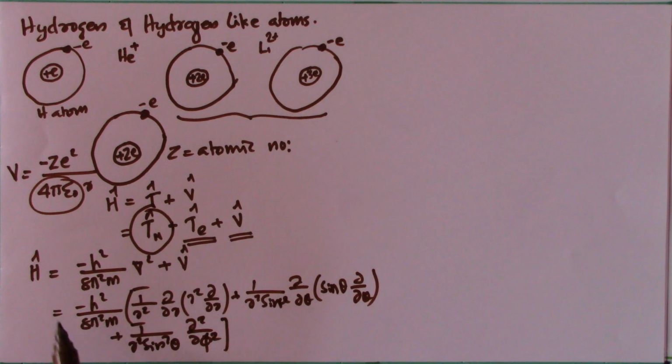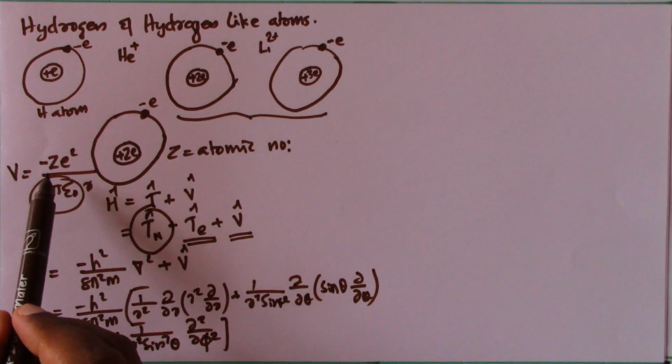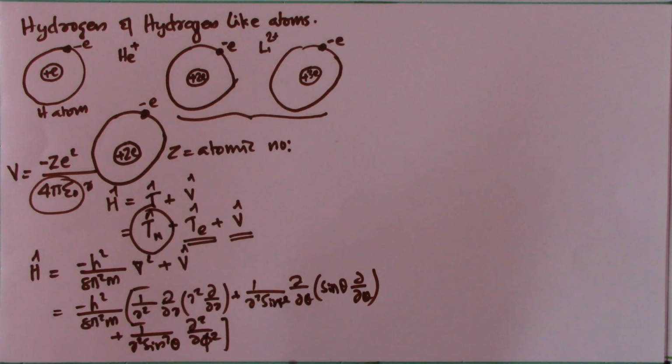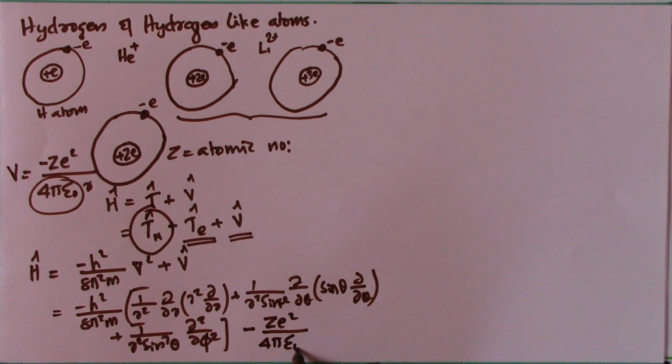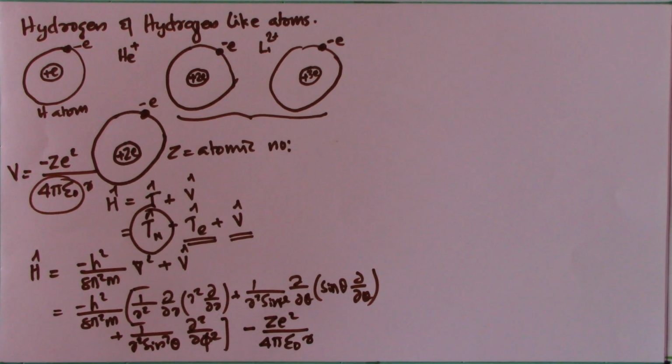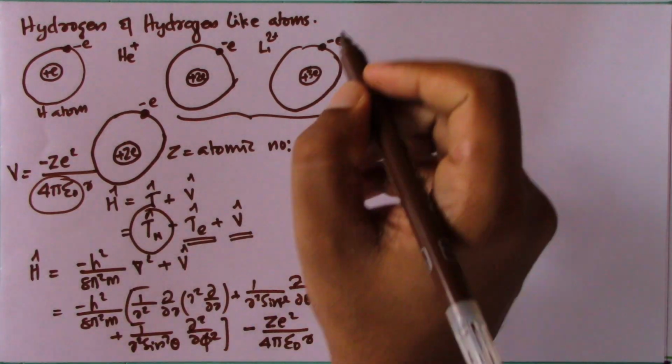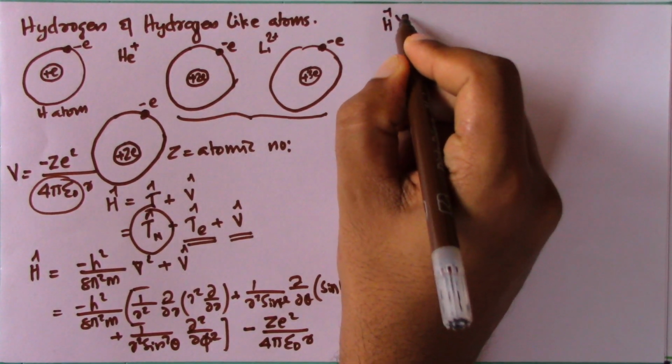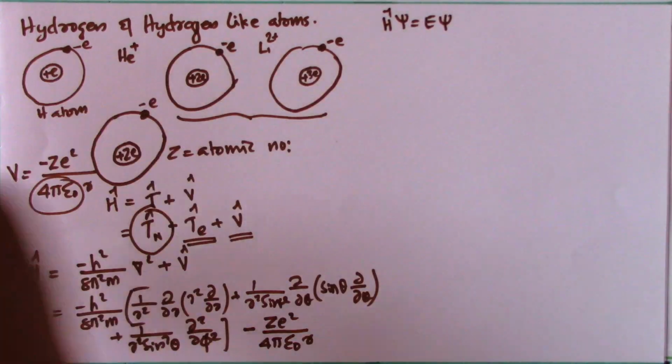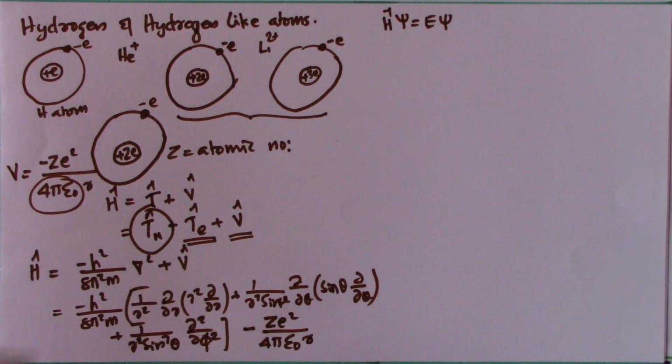And now we have the kinetic energy part of the Hamiltonian plus the potential energy part. Potential energy operator is nothing but minus z e square divided by 4 pi epsilon 0 r. Now we have the Hamiltonian for the hydrogen-like atoms. Okay, and now we can constitute the Schrodinger wave equation. The Schrodinger wave equation is H cap psi is equal to E psi. This is the Schrodinger wave equation, and we already know what is H cap.